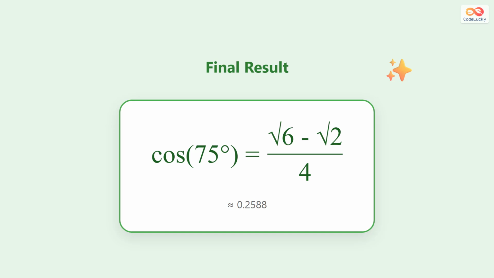Finally, we multiply the terms. Root 2 times root 3 gives us root 6, and root 2 times 1 is just root 2. Since both denominators are 4, we can combine them into a single fraction. The final exact answer is root 6 minus root 2, all over 4. This is approximately 0.2588.